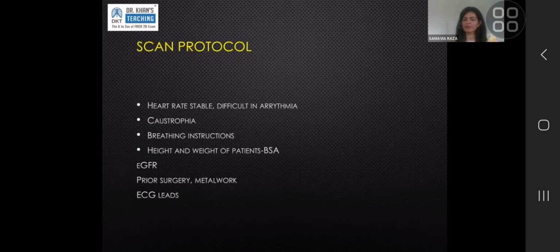The static images, the ones we use for contrast, etc., that I'll go on to in a bit, don't suffer that much. So in that scenario, you can still use echo as a backup for those measurements and still use MR for the scar or the contrast images.